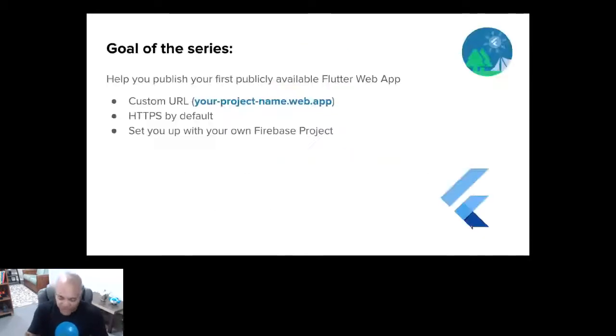Again, the goal of the series, just to recap, just like last time: publish your first publicly available Flutter web application. You're going to have a custom URL, the name of your project .web.app. You can brag about it to your friends. You can use it as your personal web page, web application, your project or anything. It has HTTPS by default, and then you can set up your own Firebase project. We did that last time. We're going to recap a little bit today, but this is the goal of the series.